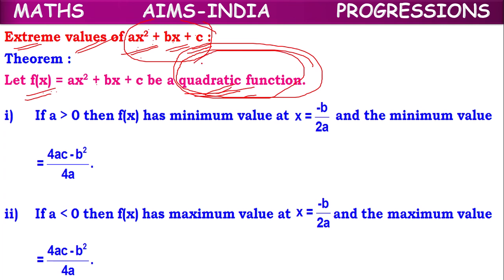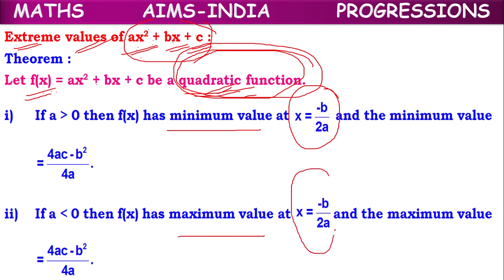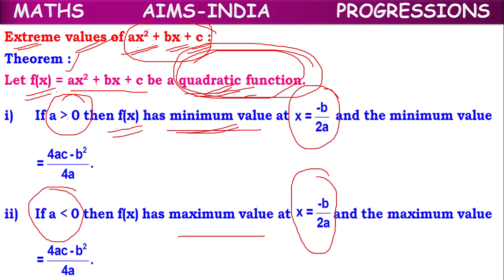So we have a quadratic function here, which will have a minimum value or maximum value based upon the x value and based upon the a value. So in this quadratic function, if a is greater than 0, then this function will always have a minimum value at x equal to minus b by 2a.